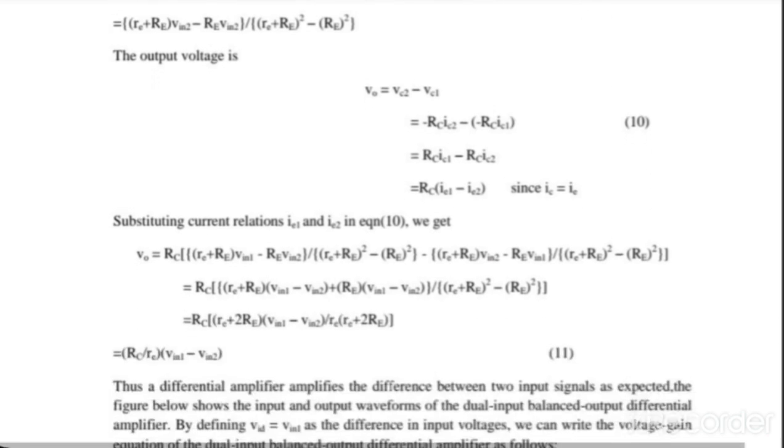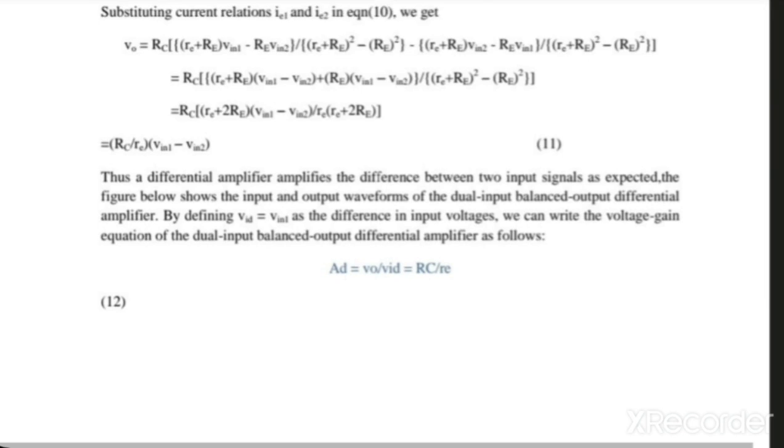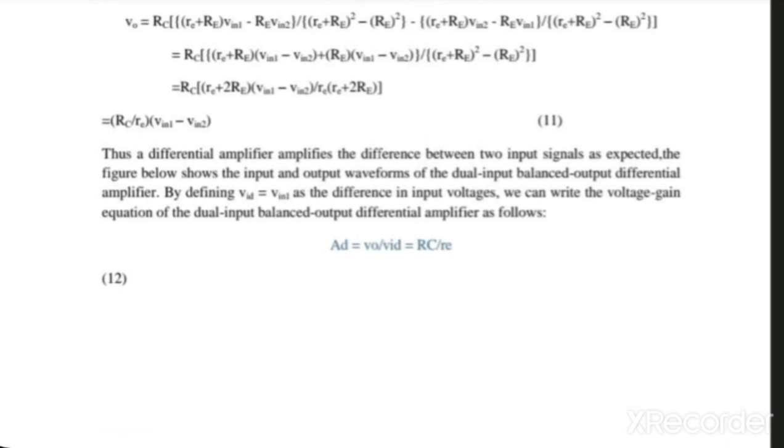So the output voltage is VO is equal to VC2 minus VC1. This is equal to minus RC IC2 minus RC IC1 is equal to RC IC1 minus RC IC2 is equal to RC IE1 minus IE2 since IE is equal to IC. Substituting the values of IE1 and IE2 in this equation, we can write the value of VO.